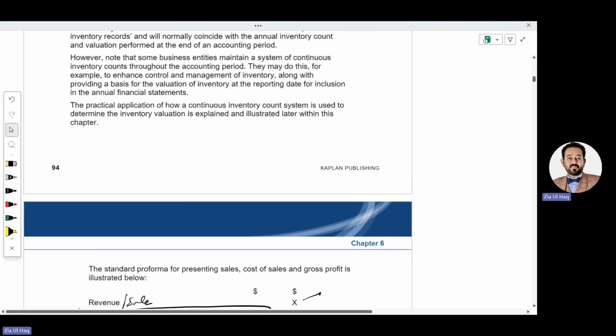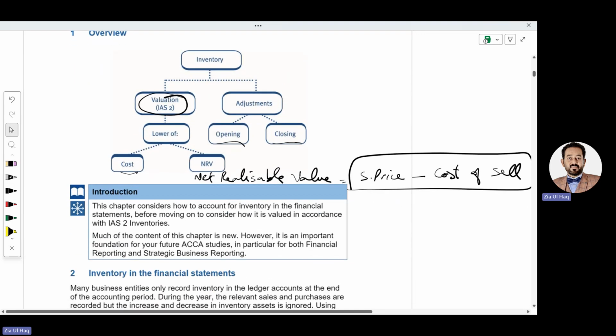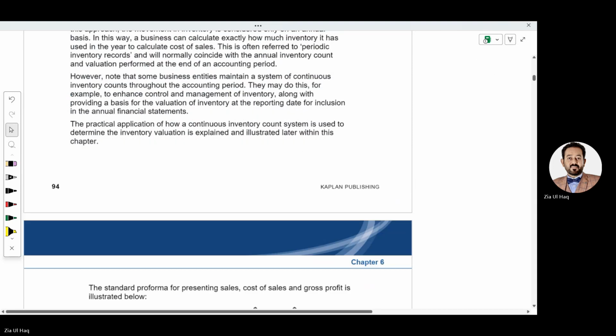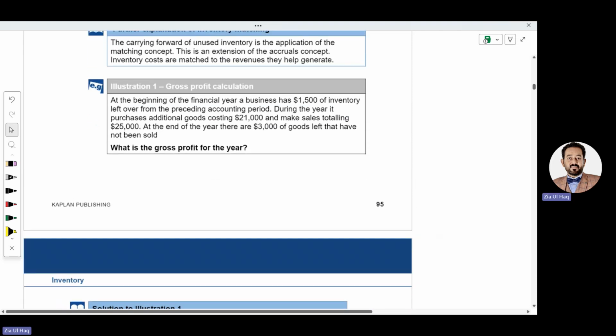So what we are discussing: inventories of two types, closing inventory and opening inventory. How to value closing inventory: lower of cost and NRV. Okay, see this illustration 1. At the beginning of the financial year, a business has 1,500 of inventory left over from the preceding accounting period. What is this? At the beginning of the financial year, this is called opening inventory.